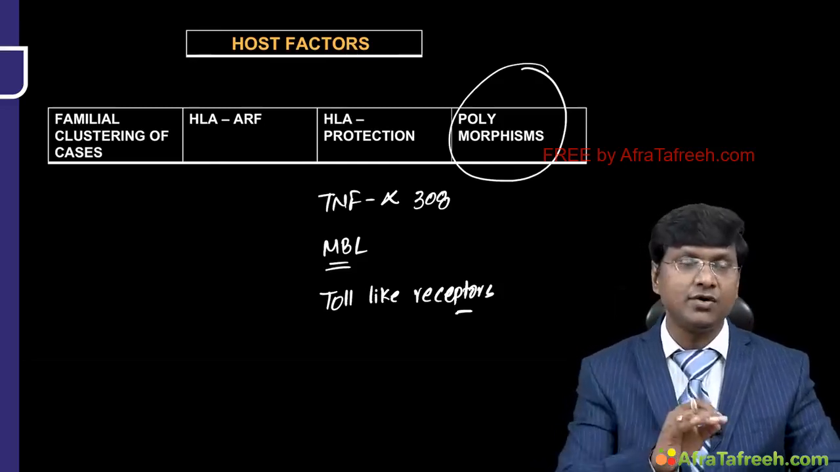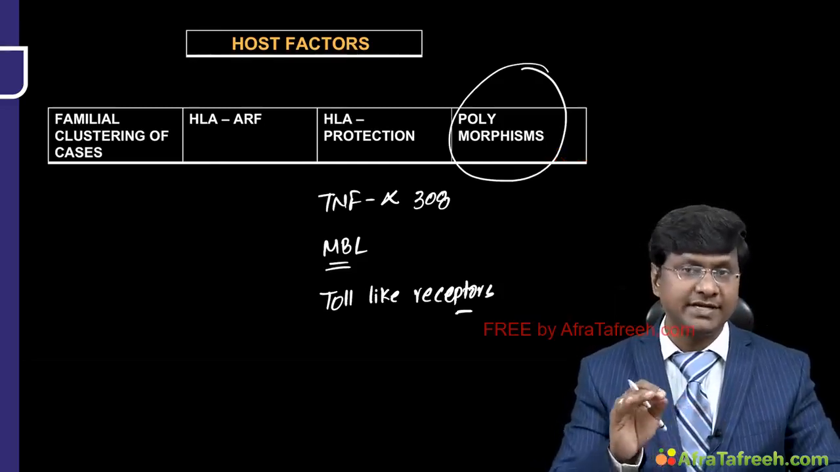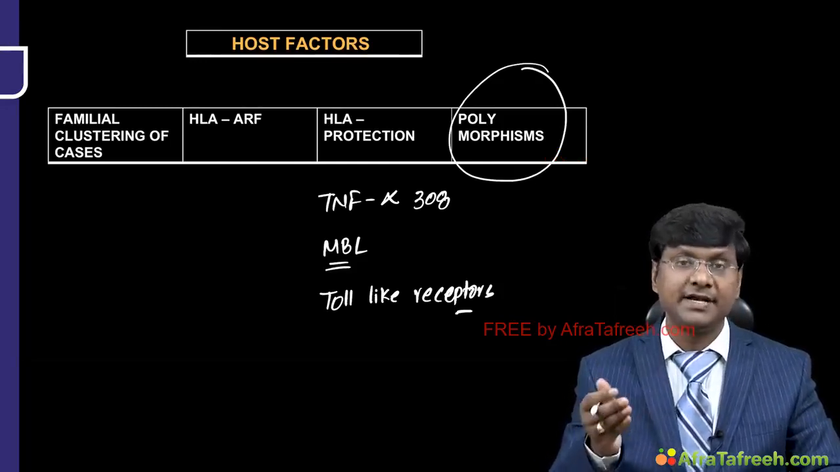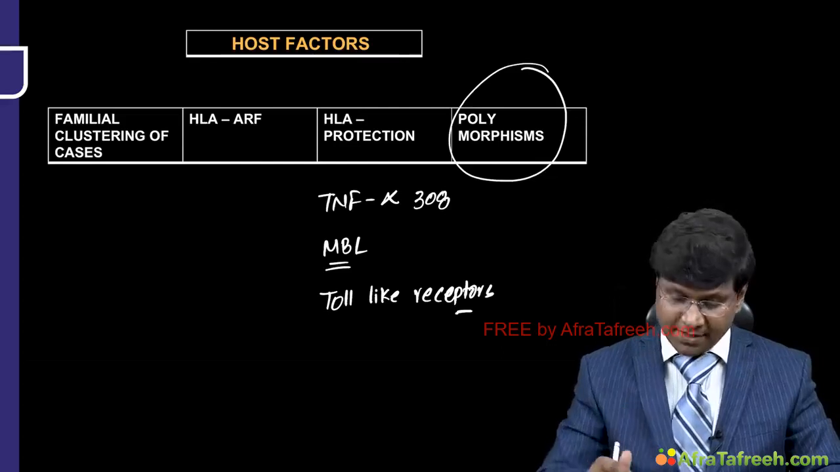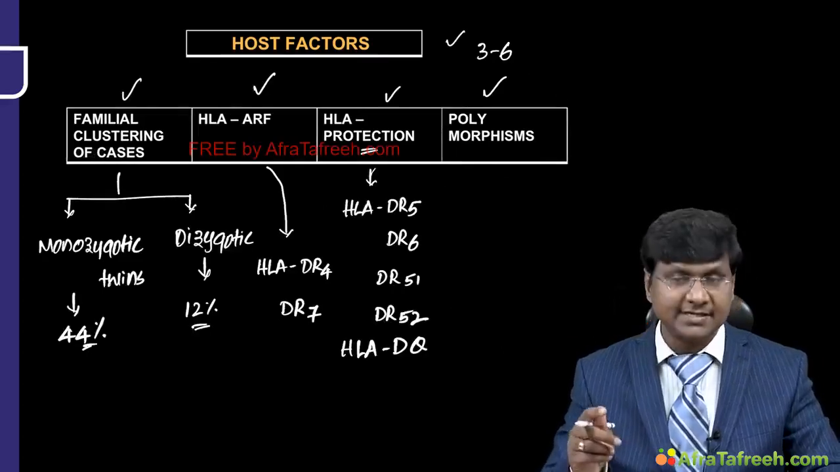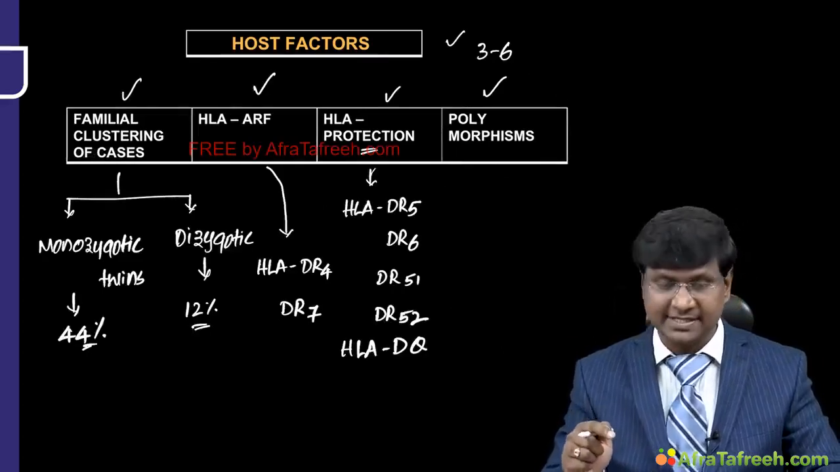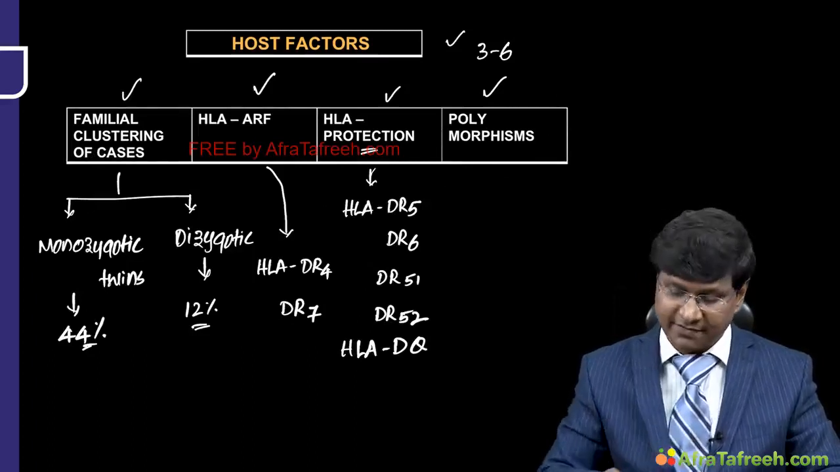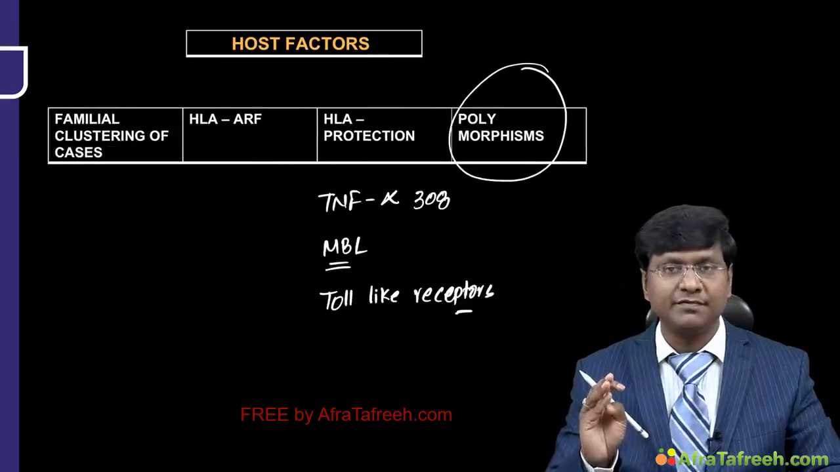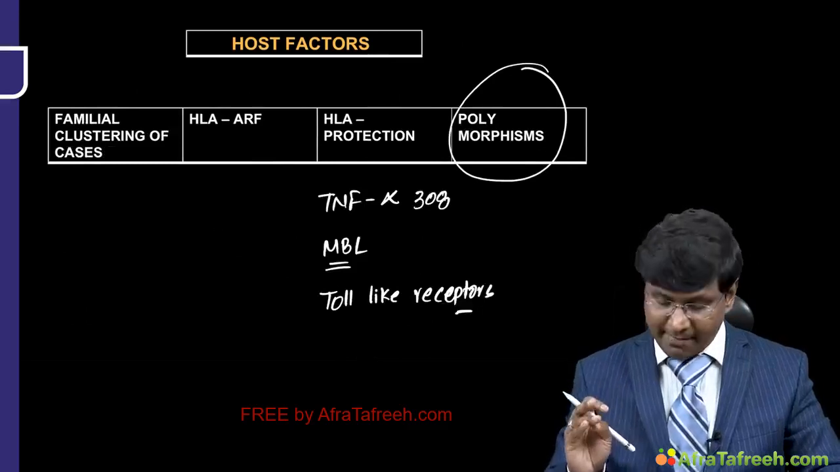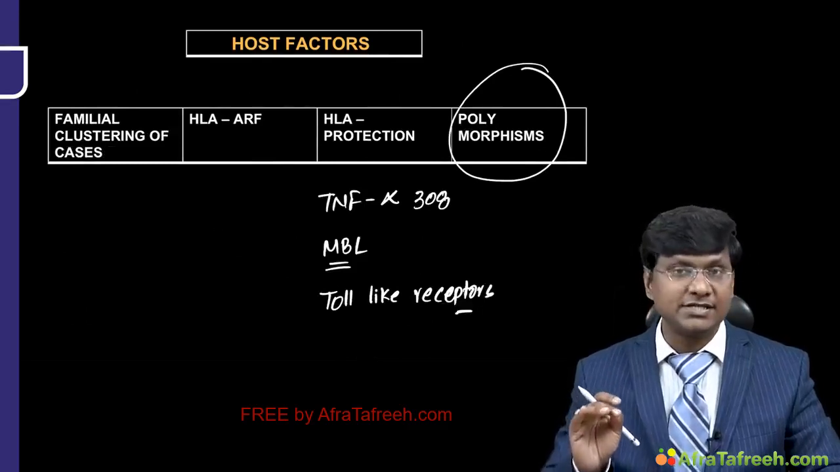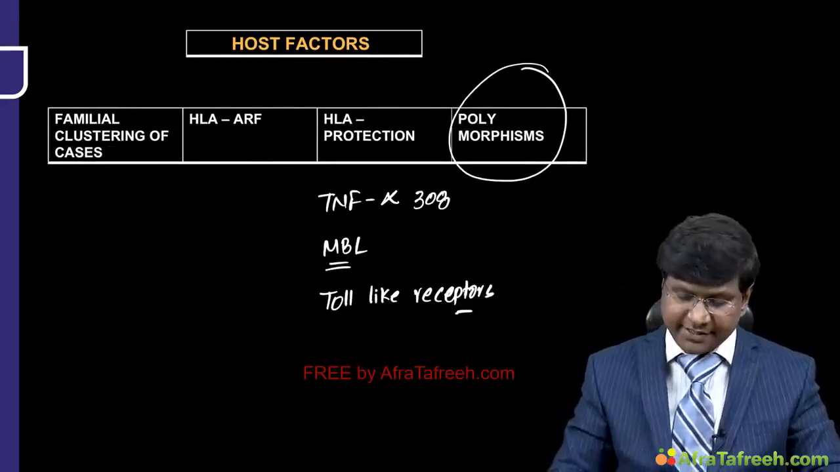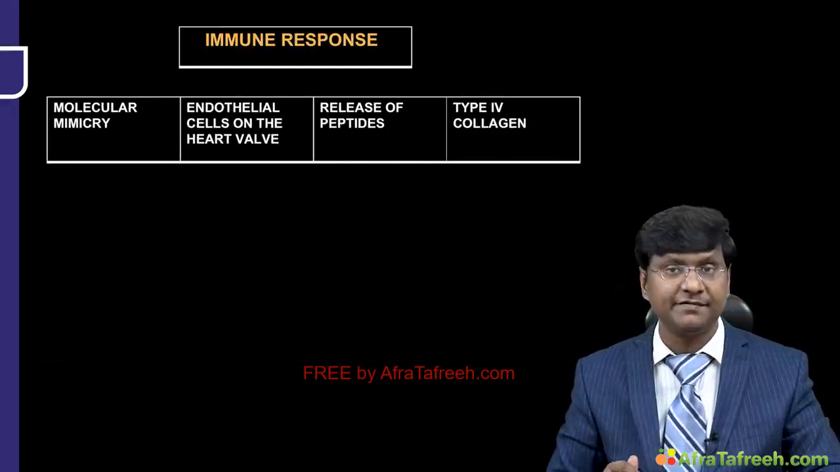Familial clustering is very common in monozygotic twins, then dizygotic. Presence of HLA DR4 and DR7 carries an increased risk of rheumatic fever. Presence of DR5, DR6, 51, 52 as well as HLA DQ is protective against rheumatic fever. Then polymorphisms of TNF alpha 308, mannose binding lectin, and toll-like receptors increase the risk of developing rheumatic fever.